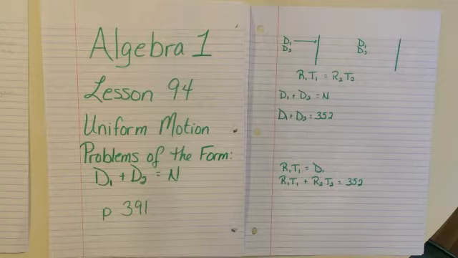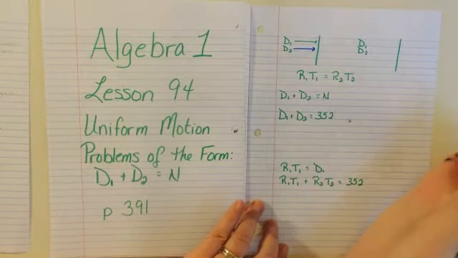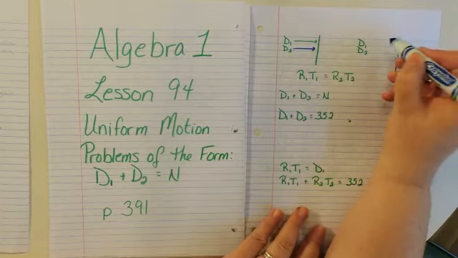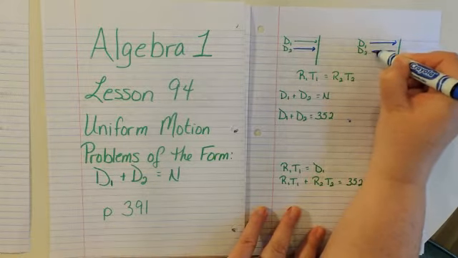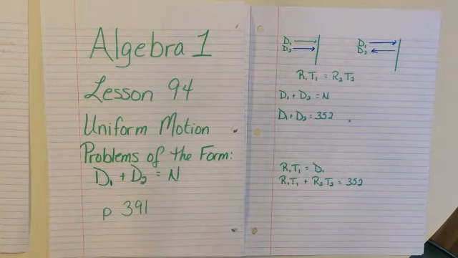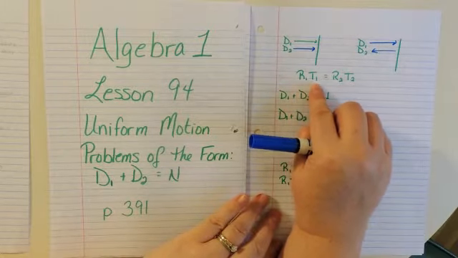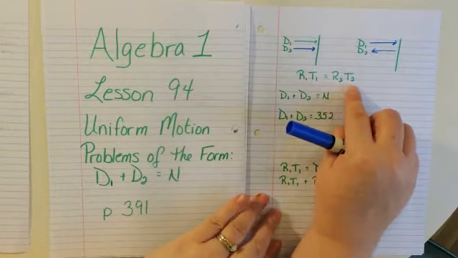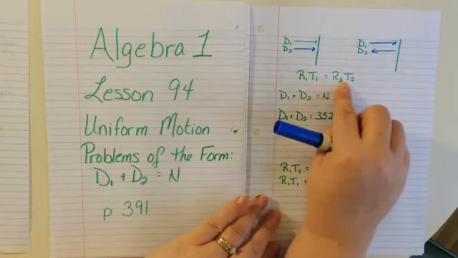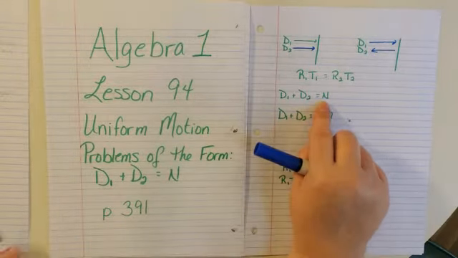Up to now, all of our uniform motion problems have had equal distances. So either both vehicles went the same distance, or someone went there and then they went back again. So they were traveling the same distance both times. So we have had rate 1 times time 1 equals rate 2 times time 2. The distances have been equal to each other. In this lesson, D1, distance 1 plus distance 2 is going to equal some number.